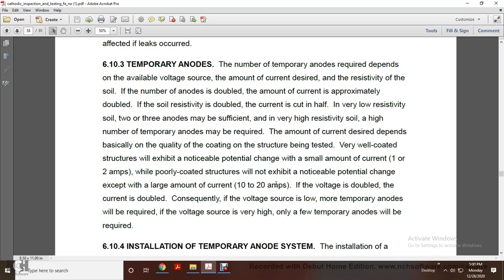The amount of current desired depends basically on the quality of the coating of the structure being tested. A very well coated structure will exhibit a noticeable potential change with a small amount of current, 1 to 2 amps. A poorly coated structure will not exhibit a potential change except with a large amount of current, 10 to 20 amps.